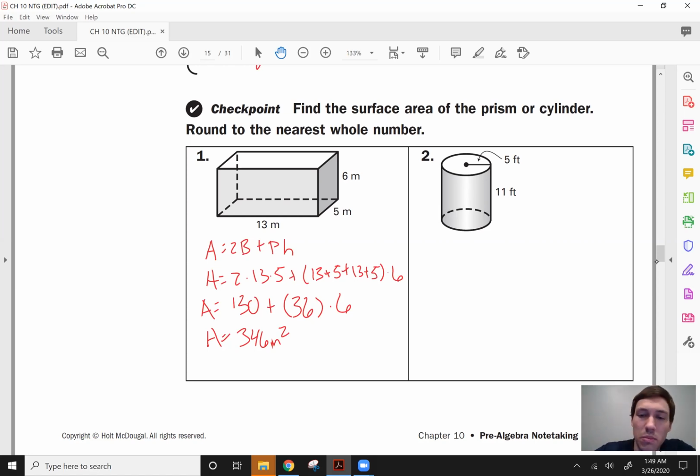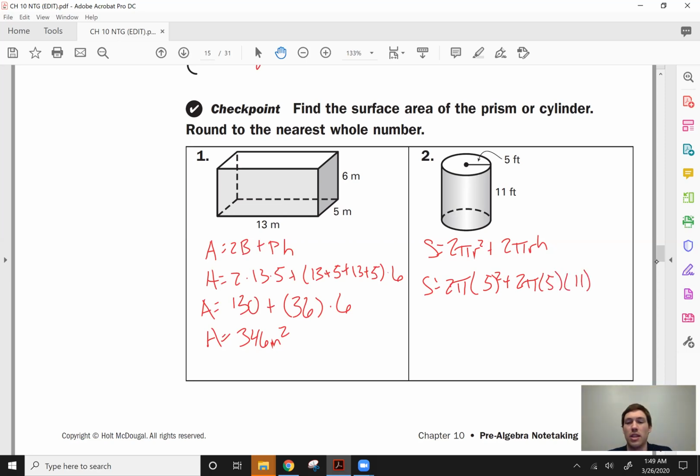Now remember on this one, surface area equals 2 pi r squared plus 2 pi rh. So surface area equals 2 times pi times radius, which in this case is 5 squared, plus 2 pi times my radius again, 5 times my height. And luckily, you can plug that all into your calculator.